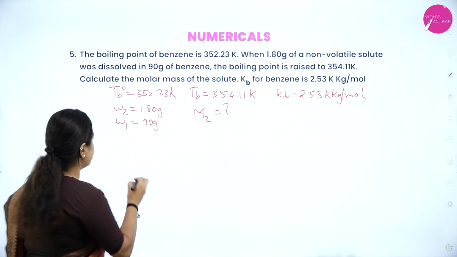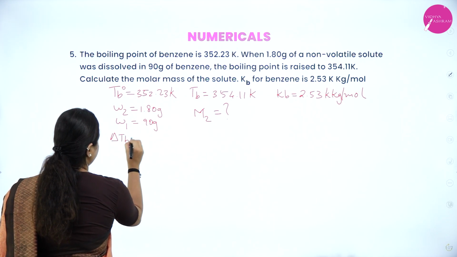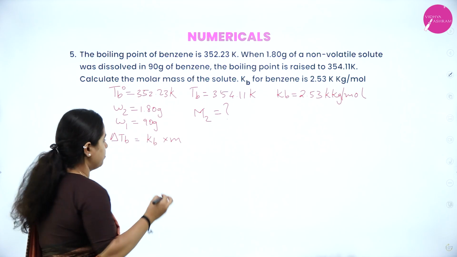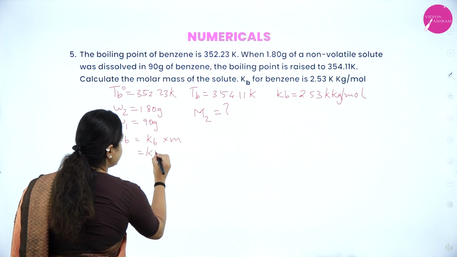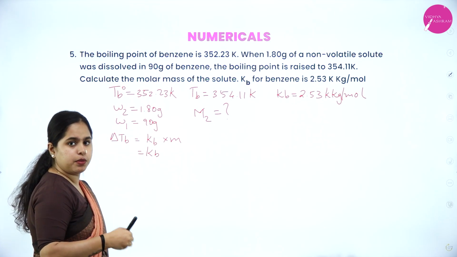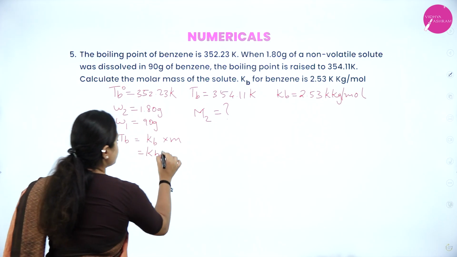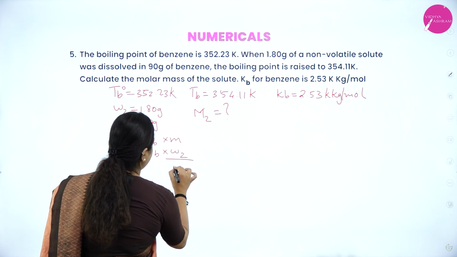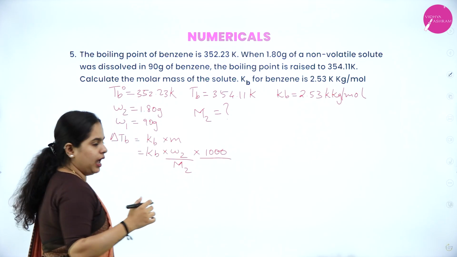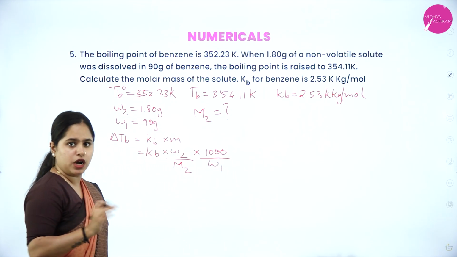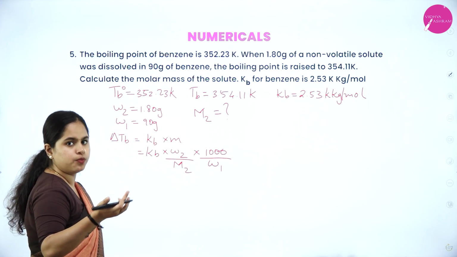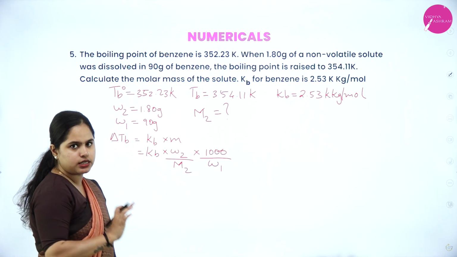So, what is the equation that we know? Delta Tb is equal to Kb into m. Delta Tb is equal to Kb into m. How do you write molality? Molality is W2 by M2, that is number of moles, divided by mass of the solvent. So, you can write it as W2 divided by M2 into 1000, and W1 will be here, that is mass of the solvent. If the mass of the solvent is in gram, we need to convert it into kilogram, so 1000 is required.